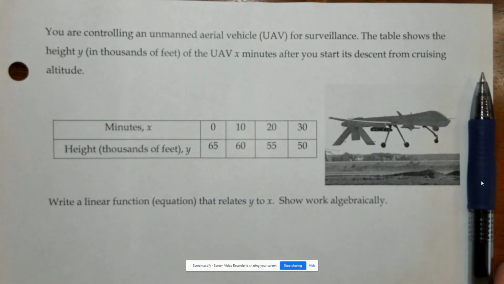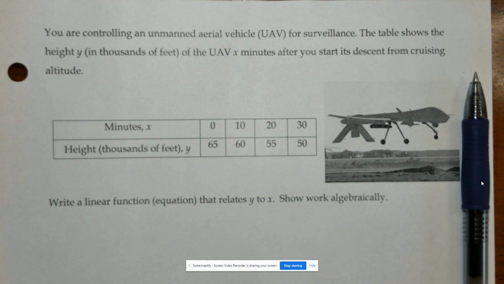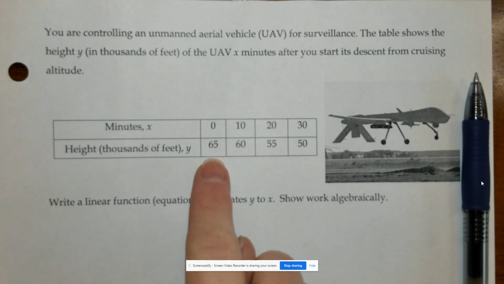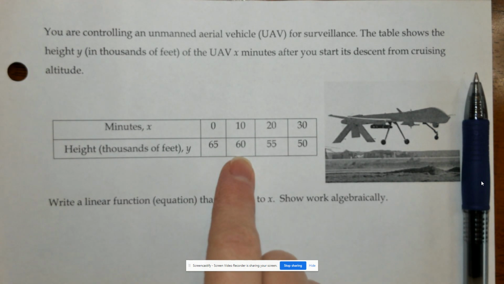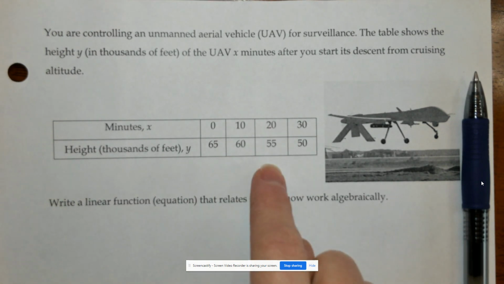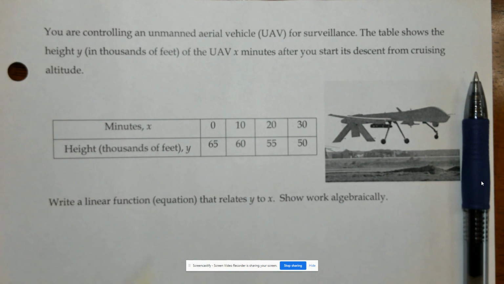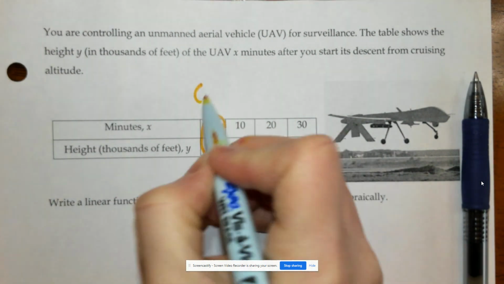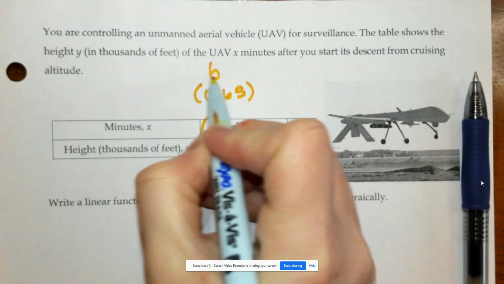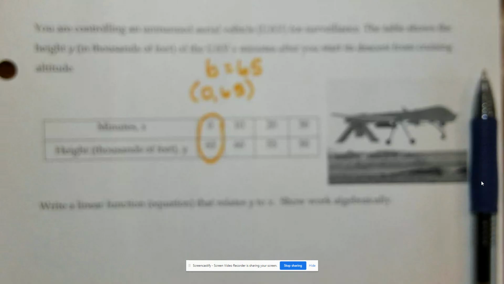You're controlling an unmanned aerial vehicle, UAV, for surveillance. The table shows the height Y in thousands of feet of the UAV X minutes after you start its descent from cruising altitude. So cruising altitude means it's way up high in the sky. At 0 minutes, it's at 65,000 feet. After 10 minutes, it's down to 60,000. After 20 minutes, it's down to 55, and so on. So they've actually given us the y-intercept, which is great. The 65, that's our y-intercept. That's our b value if we need an equation.